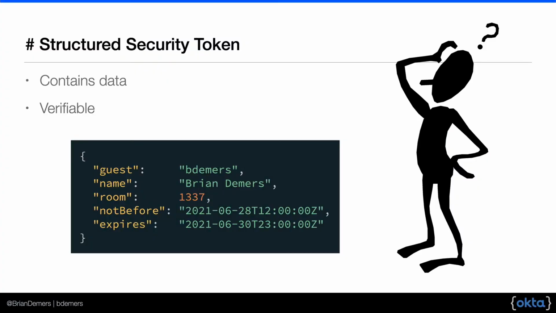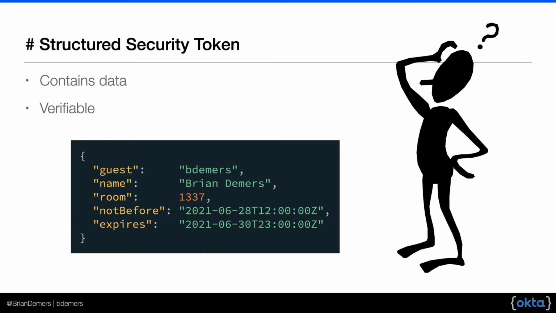The previous cookie examples used an opaque value. If I wanted information about my account, I needed to ask the server for that info and pass along my cookie with the request. With a structured security token, there's data inside. I could create a token that contains these values: guest B Demers, room 1337, and so on.